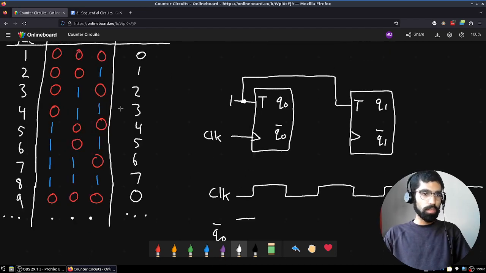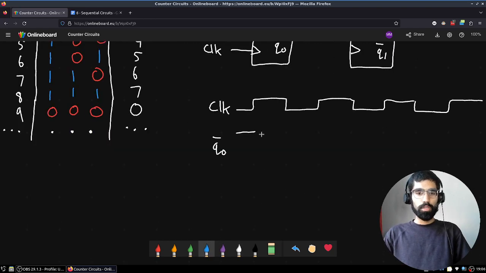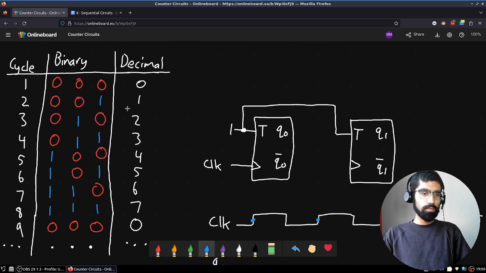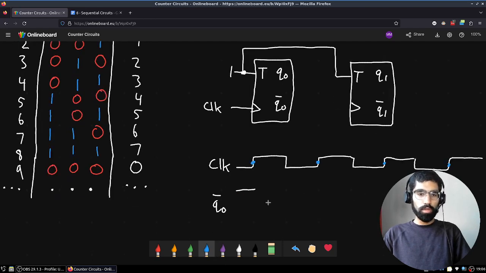Okay, makes sense. If this is a 0 and that's Q0, then this must be the opposite. It must be 1. Then we have a rising edge. I'm gonna label these rising edges because they're important for us. We have a rising edge, so that must mean that Q0 changes. In particular, it's going to change from a 0 to a 1. And if this is now 1, this must be a 0. So this will go down to a 0.